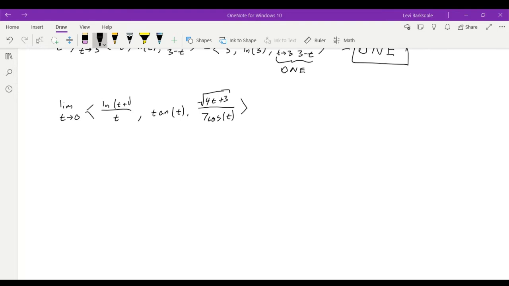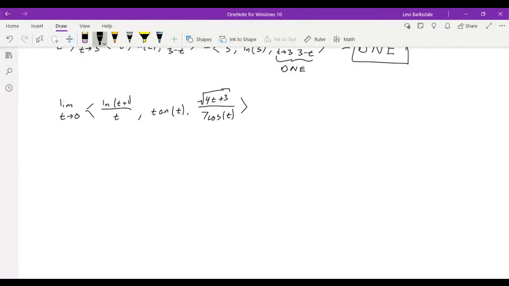All right, let's go ahead and go over this problem. Remember, when we're taking the limits of vector-valued functions, we need to break it down component-wise. So our answer would be the limit as t approaches 0 of the natural log of t plus 1 over t, comma, the limit as t goes to 0 of tangent of t, and lastly, the limit as t approaches 0 of square root of 4t plus 3 over 7 cosine of t.